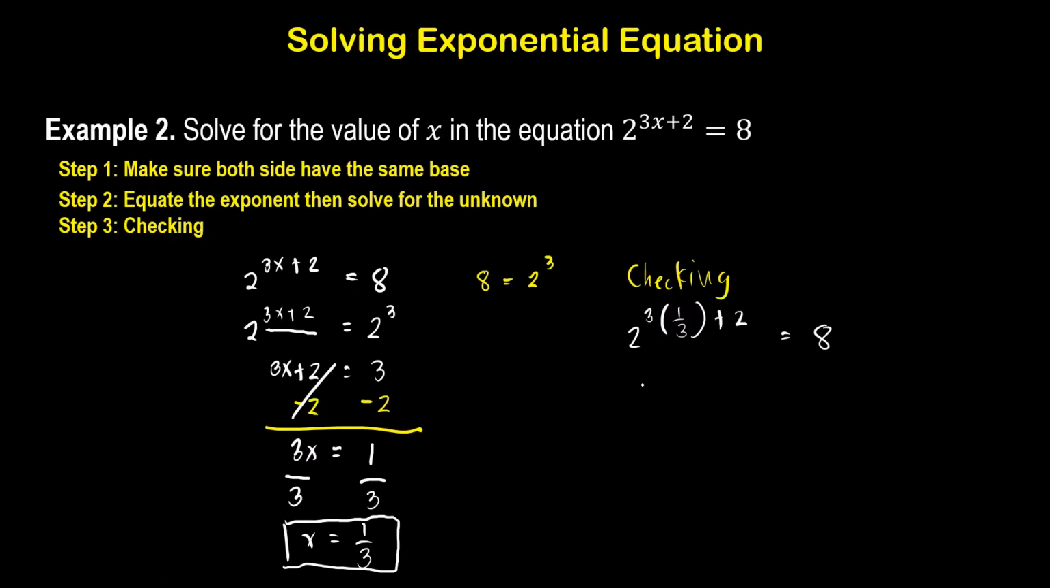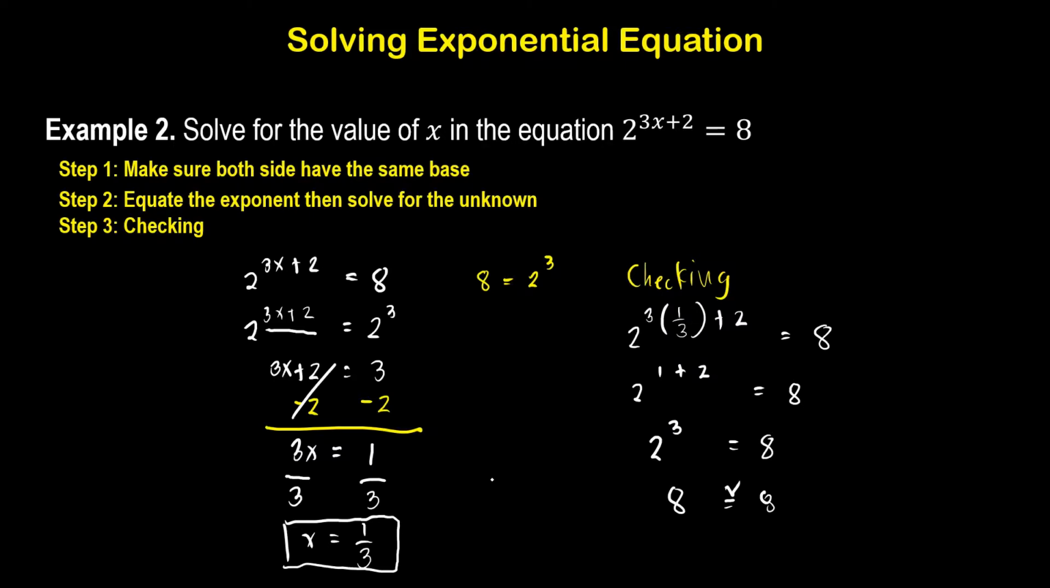So here we have 2 raised to 3 times 1/3, this is just equal to 1, plus 2 is equal to 8. So that means, i-make sure natin na equal to 8 pa rin ang nandito sa left side. So again, let's simplify this further. We have 2 raised to 1 plus 2 is equal to 3. Then 2 raised to 3 is just equal to 8, which is also equal to the right side, which is 8. So therefore, it is correct. So yung value ng x natin for our second example is equal to 1/3. So that's our answer for example number 2.